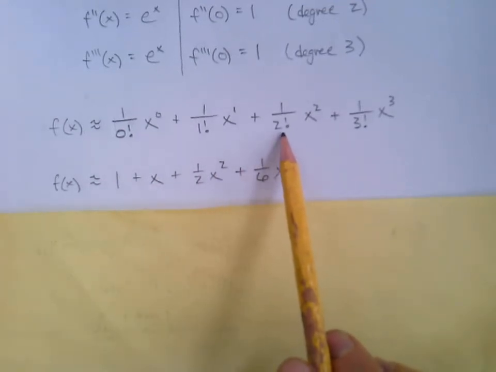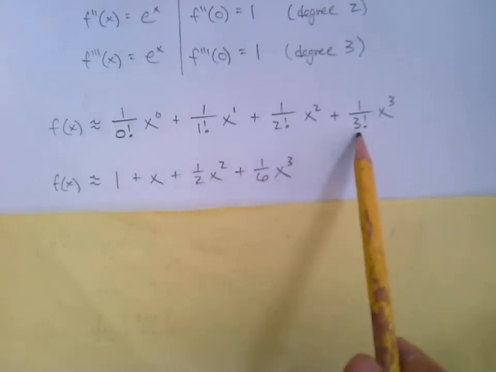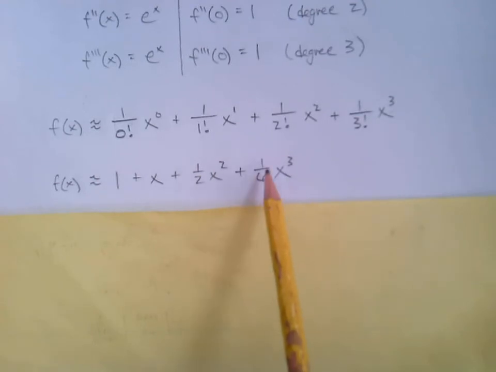2 factorial is 2, right? 2 times 1. So this is 1/2 x squared. And 3 factorial is 3 times 2 times 1. So that's going to give us 1 over 6 x to the third.